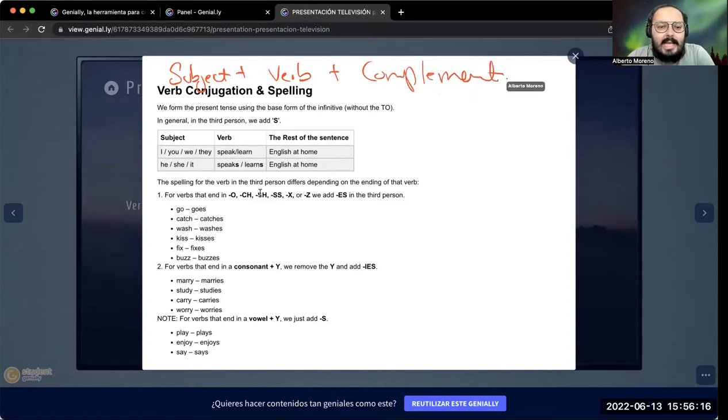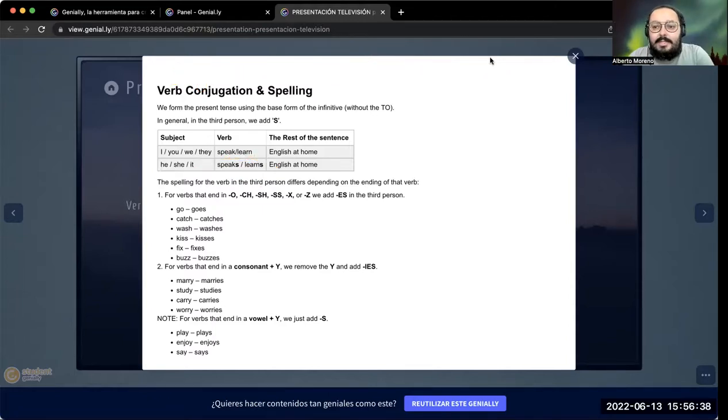For example, I speak English at home. I learn English at home. He speaks, he learns. The only thing that is important here is that when we have he, she, or it, we have to add the S at the end of the verb. He speaks, he learns. Okay? Now, this is the affirmative structure.